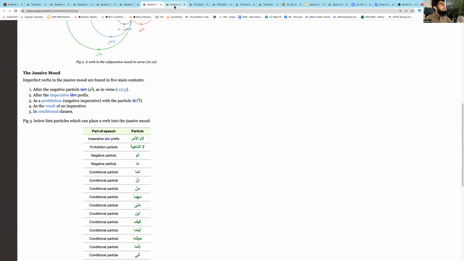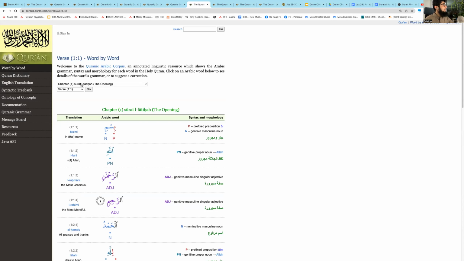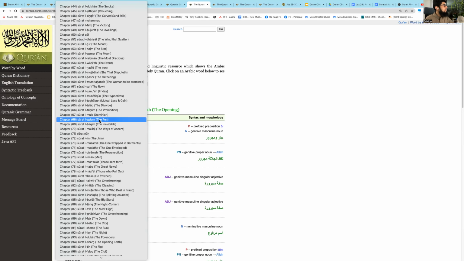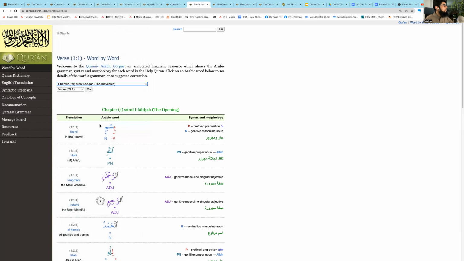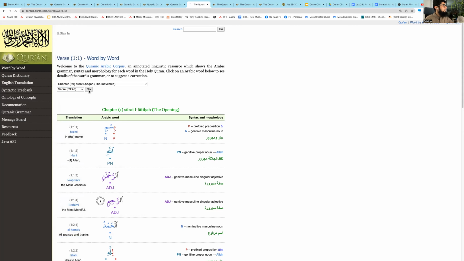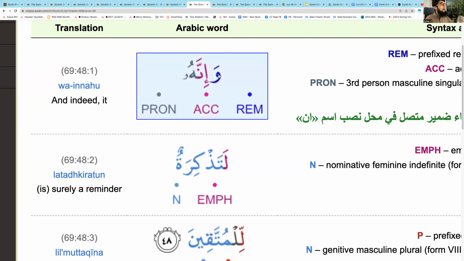Okay, I'm trying to find the right page. Sorry about that. Okay, let's go word by word. Find the surah. All right. Okay, so we are here. Now you see in this website, it is giving you a colored form, so you can see the Lego bricks very easily. Okay, so wa is and.